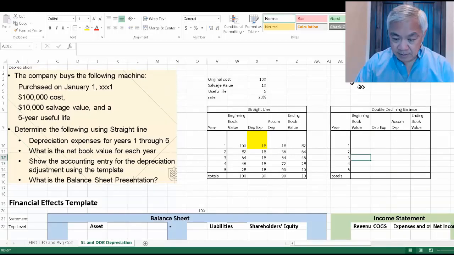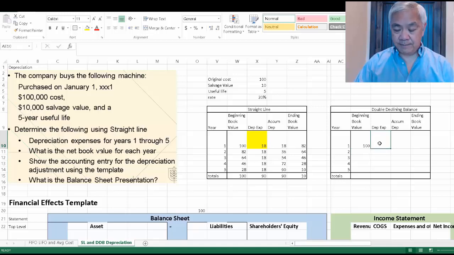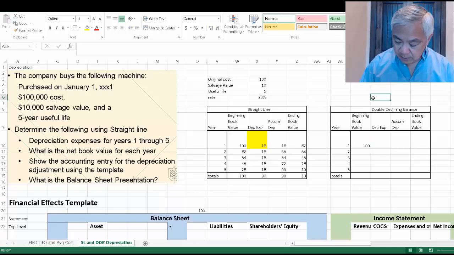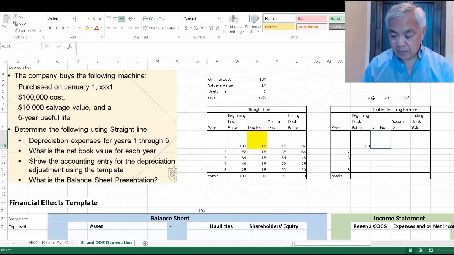Let's try double declining. It's the same fact. Beginning book value, still 100. The depreciation expense, this is where it gets tricky. Rather than say we're going to take the depreciation base of 90 divided by 5, we're going to take 40% of the declining balance. I'll put the rate here is 2 and 0.2 is double, 2 times the straight line rate of 20%, 40%.